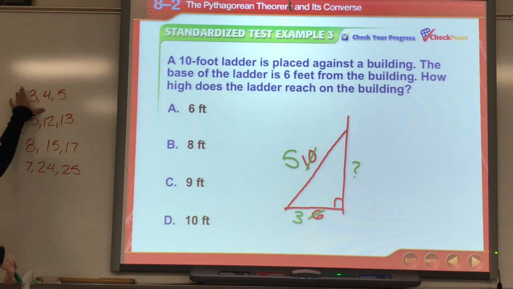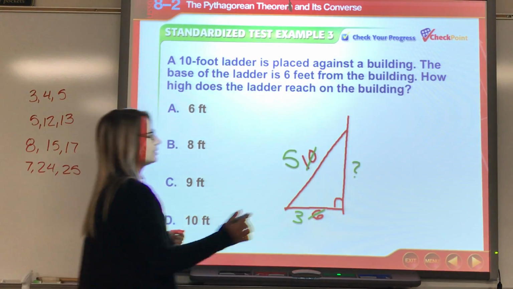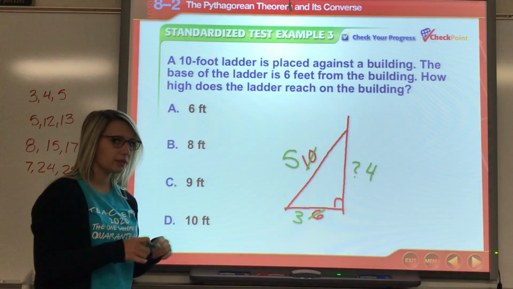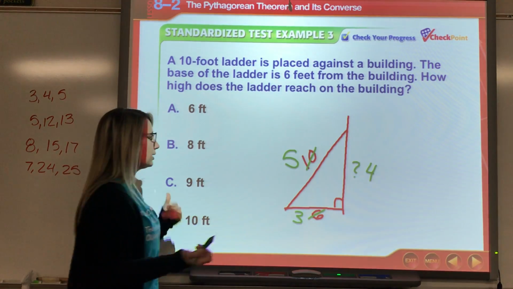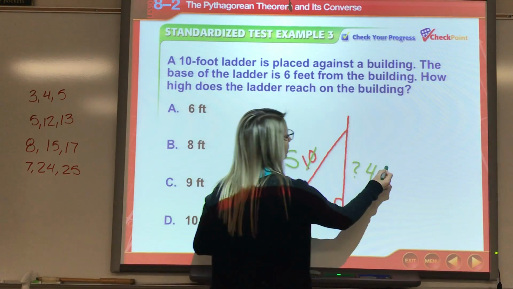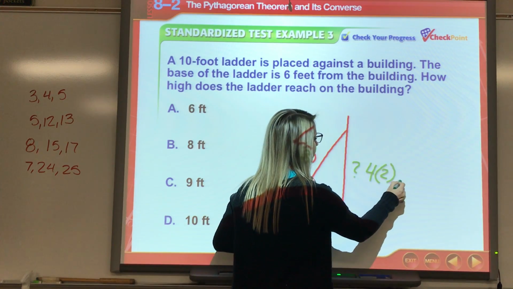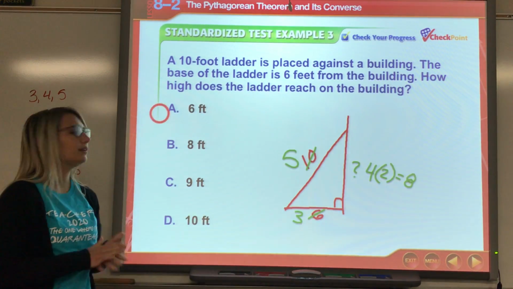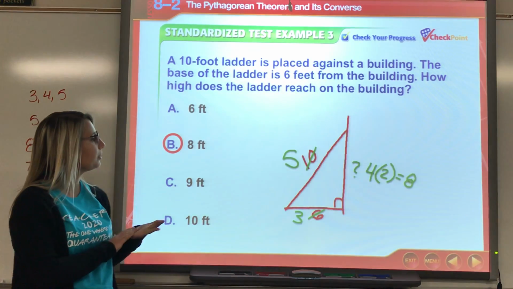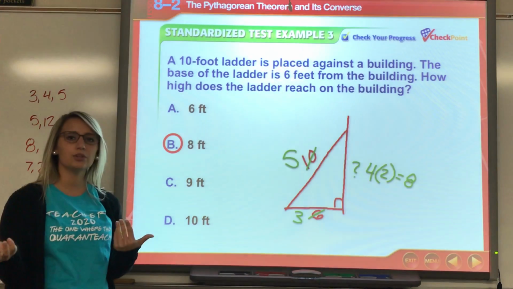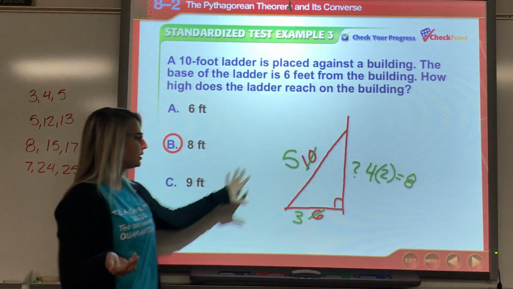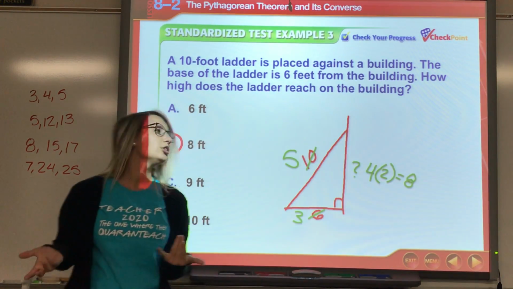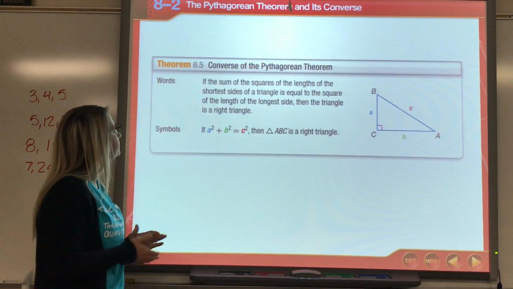Over here, using this triple, this side length must be 4. But remember, we made them smaller, so we have to make them bigger again. We divided by 2, so we have to multiply this 4 by 2. So it must be 8 feet tall on the building. Okay, and if you use the Pythagorean theorem and plugged in a squared plus b squared equals c squared, you would have gotten 8 as well.